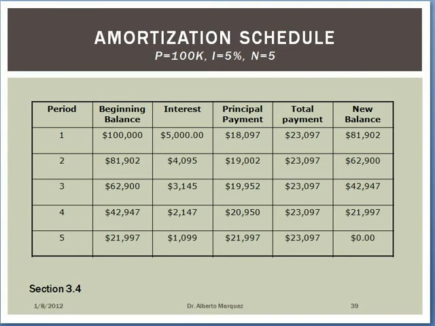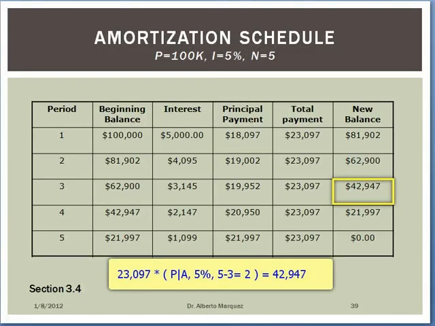So if we go back to this table, we can compute the unpaid balance at any particular time. Let's say that we're interested in computing the unpaid balance at t equals 3. That means we want to know how much we still owe at the end of the 3rd period after we have made exactly 3 payments. That amount, of course, is 42,947.